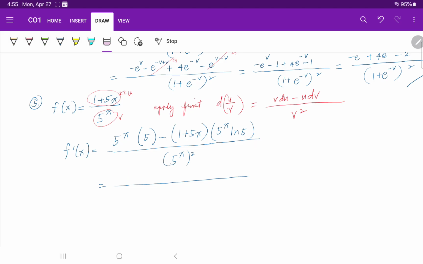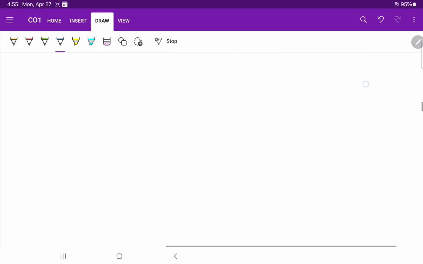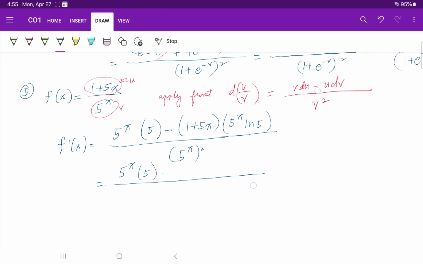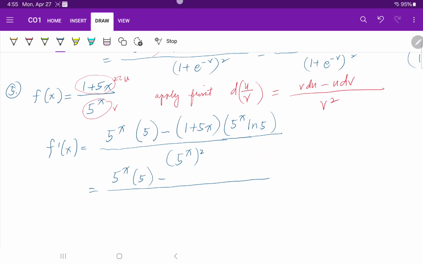So, we have 5 to the x times 5 to the x? No. So, they are different. So, we have 5 to the x times 5 minus this. Sorry. We need to what? Distribute this one, this here, to 1, and write the negative. So, it's negative 5.